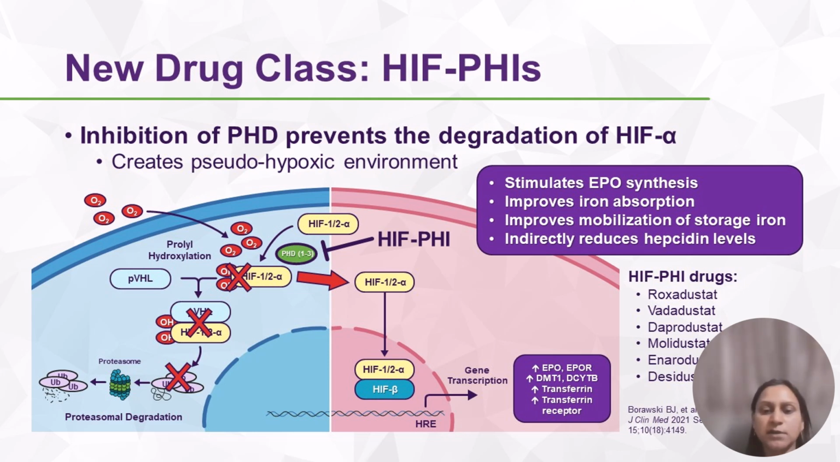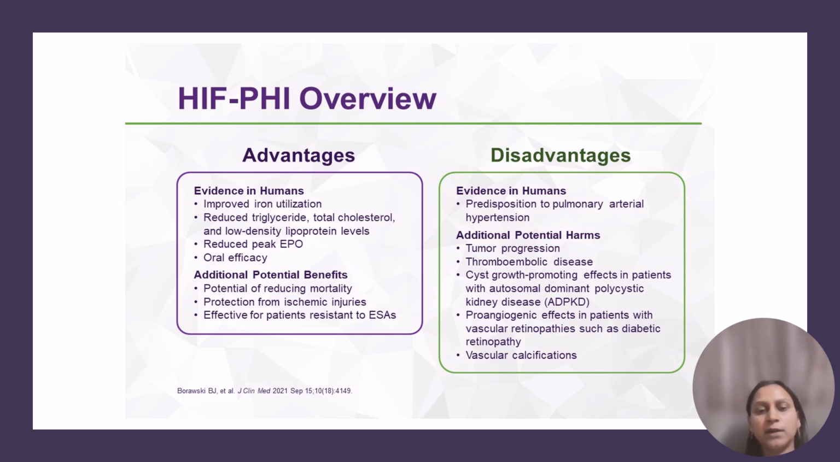So what are the drugs that are available in the market? We have roxadustat, vadadustat, daprodustat, molidustat, and desidustat in India. The disadvantage is that it increases the risk of pulmonary artery hypertension, causes tumor progression, and thromboembolic disease. In someone with ADPKD, the cyst growth can increase. It has pro-angiogenic effects in patients with vascular retinopathy, such as those with proliferative diabetic retinopathy, and also increases the chances of vascular calcification.